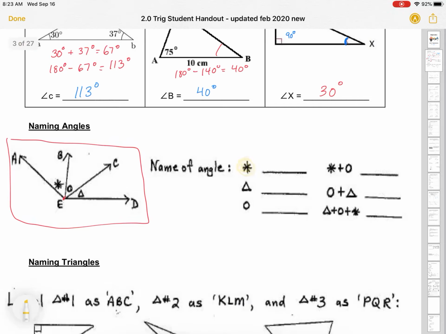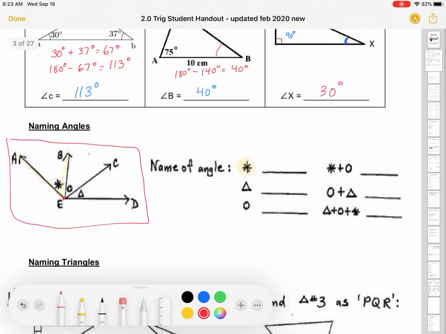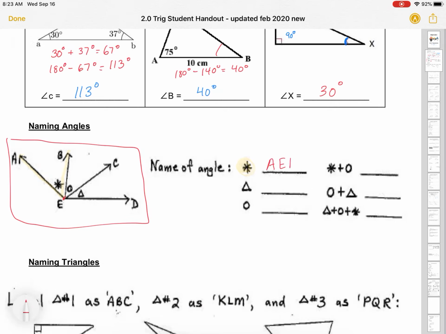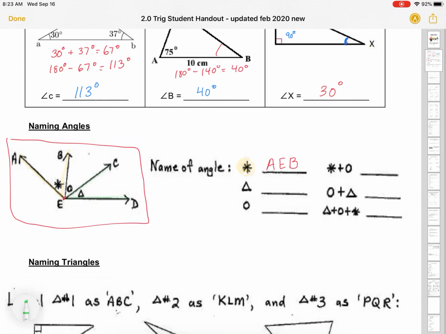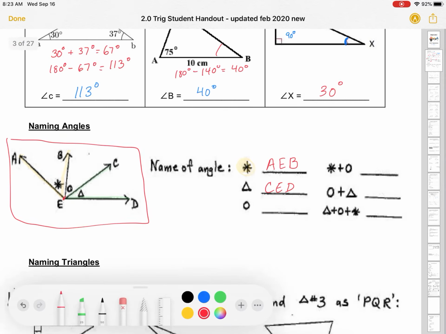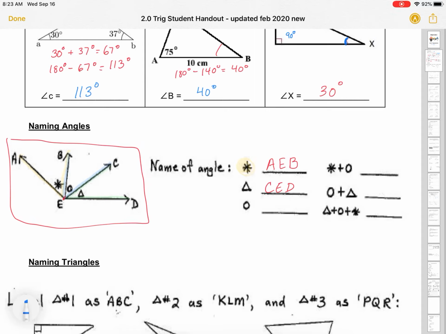if we're looking for the angle that looks like a little star, we would go A, E, B. So we write that angle would be AEB. If I'm looking for the triangle, I would go C, E, D. So I start at one and make a little path. And if I'm looking for the circle, I go B, E, C. You draw that little path and that helps us track it.